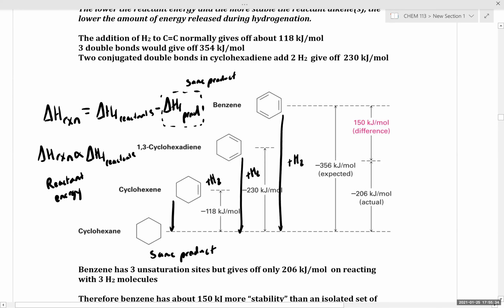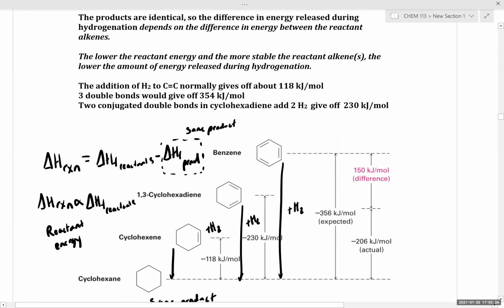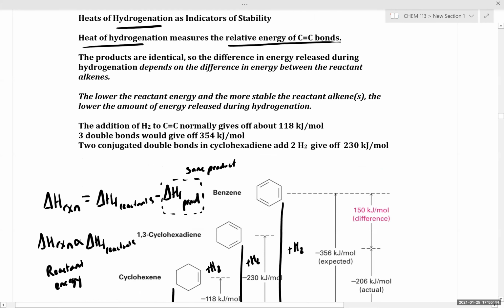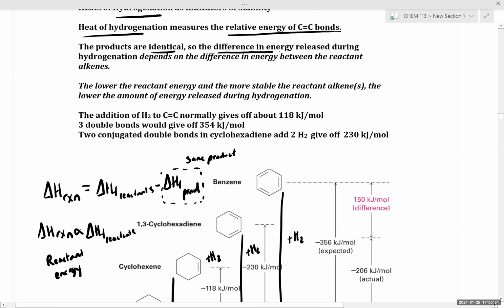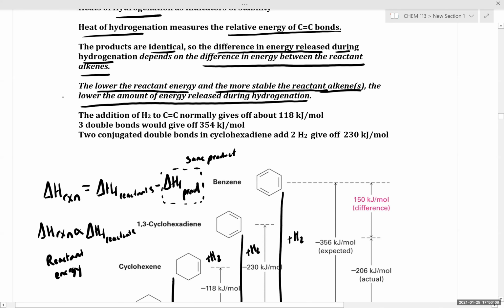So why does this matter? What have we figured out from this set of premises? Well, the products are identical, right? We're making the same product. So the difference in energy released during hydrogenation depends on the difference in energy between the reactant alkenes. The lower our reactant energy and the more stable the reactant alkenes, the lower the amount of energy released during hydrogenation.